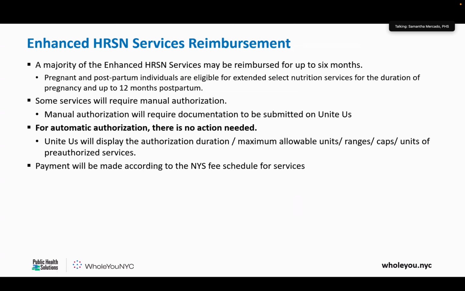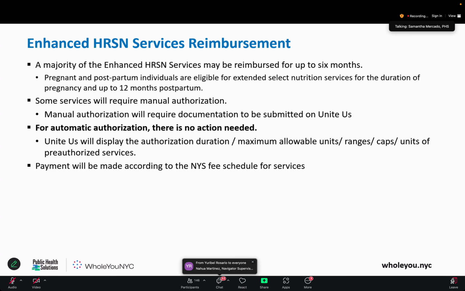And so just a few more points about enhanced HRSN service reimbursement. So the majority of enhanced HRSN services may be reimbursed for up to 6 months. Some services do require a manual authorization, which requires documentation to be submitted on Unitas. For others, it is automatic and there is no action needed. Unitas does display the authorization duration and maximum allowable units, ranges, caps, and units of pre-authorized services. And lastly, payment will be made according to the New York State fee schedule for services.